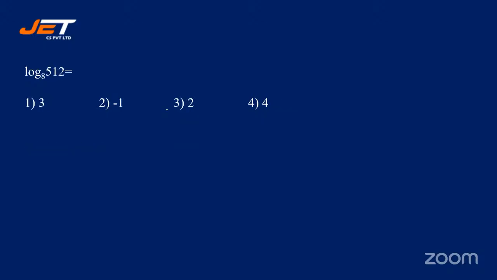Log 512 base 8 is dash. So we can write 512 as 8 cube. So log 8 cube base 8. So 3 log 8 base 8. Log 8 base 8 is 1. So 3 into 1 is 3. So your option 1 is the correct answer.